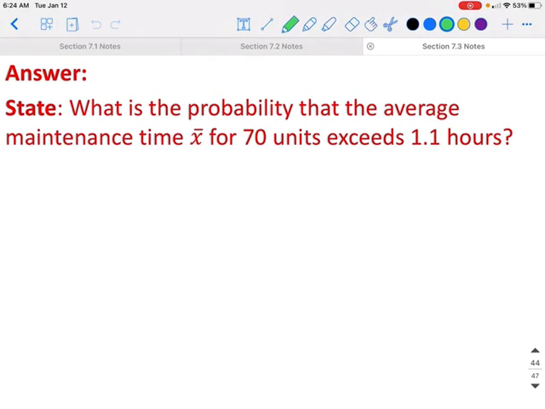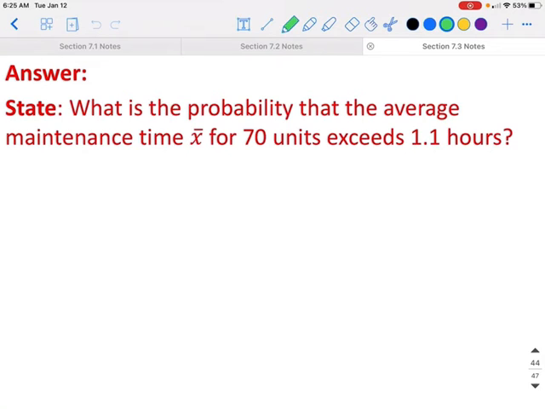Next is our plan. For our plan, we know that the sampling distribution of the sample mean time, X bar, spent working on 70 units has a mean equal to the average of the population, which is 1 hour. We need to check that the 10% condition is met before we find the standard deviation.